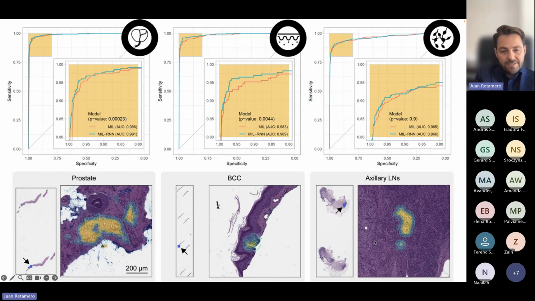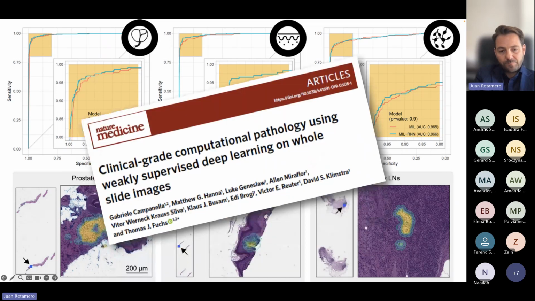So in other words, yes, you can train a model with a weakly supervised approach, and the model can indeed learn to differentiate fairly well all of these tumor types. And again, this is something that we published in Nature Medicine about 3-4 years ago. So definitely well worth a read, in my opinion.